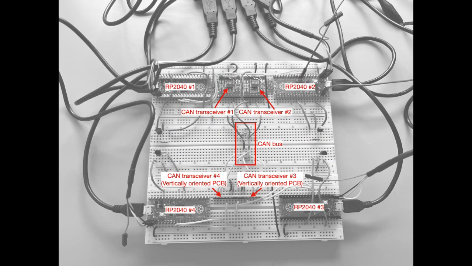You can see the CAN transceiver that communicates with RP2040 number 1 and number 2 in the center top of the breadboard. And then the CAN transceivers in the center bottom are on a vertically oriented breakout board. So they're difficult to see at this angle, but I'll show another picture. In short, each RP2040 communicates with its own CAN transceiver, and then every transceiver is hooked up to the CAN bus, which is there in the middle of the breadboard.